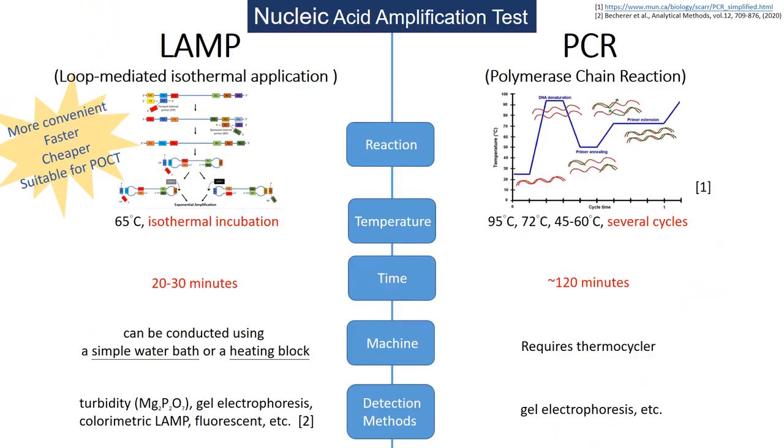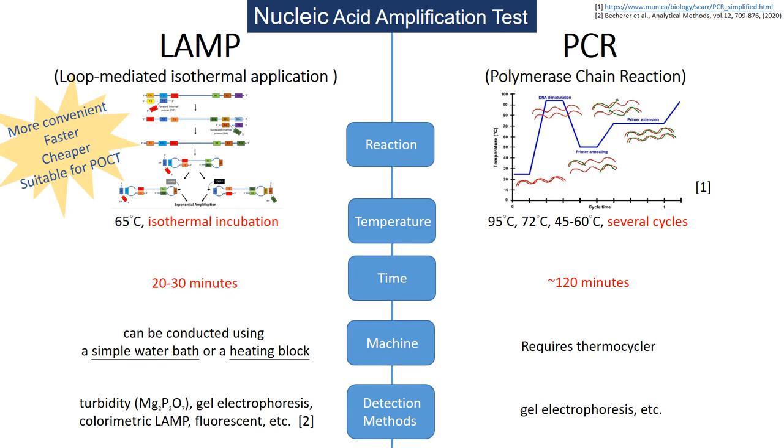Compared to PCR, they are both nucleic acid amplification tests. LAMP is an isothermal amplification method, which can be conducted using a simple water bath or a heating block at 65 degrees Celsius, and only for 20 to 30 minutes. While PCR requires a thermocycler, working at 3 temperatures for several cycles, and the reaction time is about 2 hours.